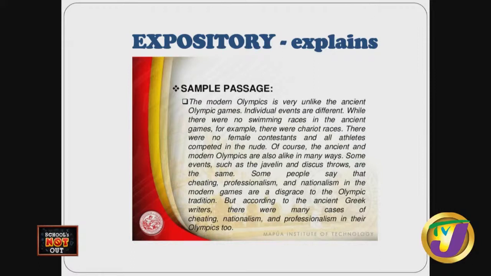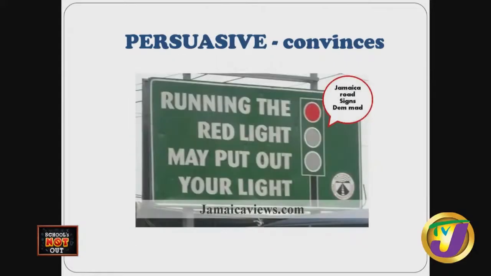And remember, we're convincing. I'm sure we have seen this at some point on the road. Running the red light may put out your light. Of course, it is convincing us that we need to drive and make note and obey the traffic lights. And I like this because there's a play on the word light. So the first use of light, there's a literal stoplight. But the second light there refers to our life. All right? We may lose our life if we don't obey.